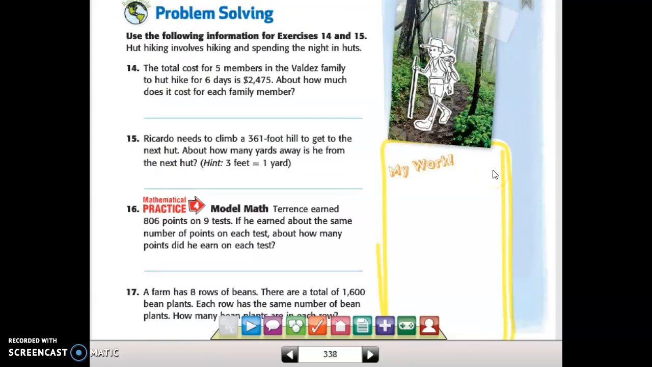Also, on the last page of your classwork, 338, number 14 has a piece of extra information. So you've got 5 members of the family hiking for 6 days, and this cost of $2,475. One of these pieces of information is unnecessary in order to solve the problem, so please read carefully and figure out which one you don't need, and use the right ones to solve the problem. Also, don't forget your complete sentence answers. Thank you.